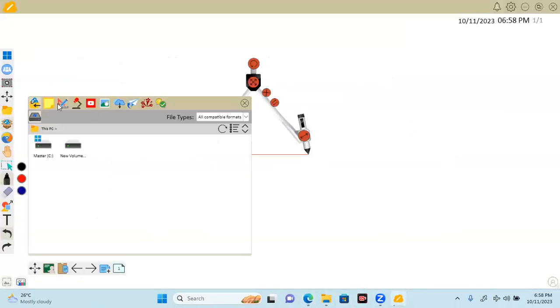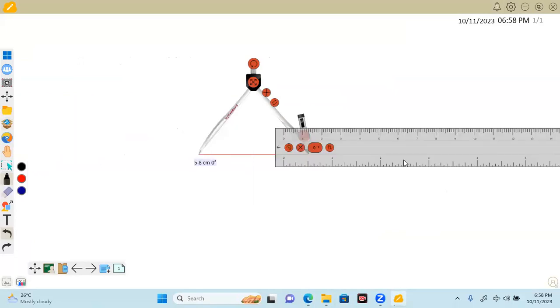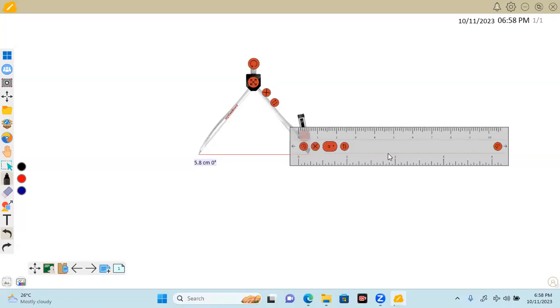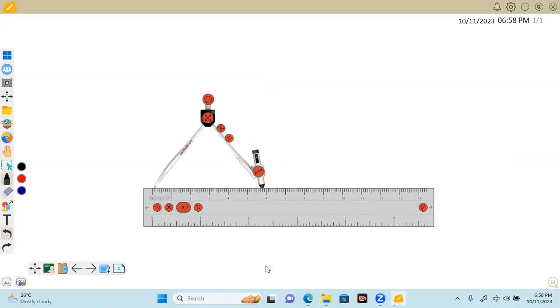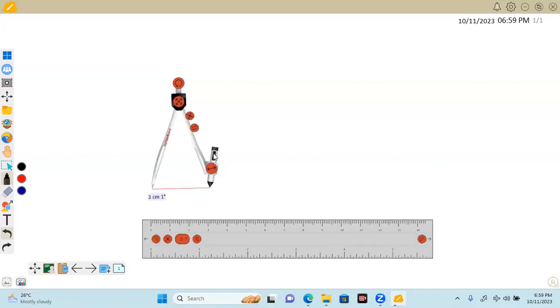To do this, you have to use not only the compass, but also a ruler. Take the compass and hold it like this. Then we have to measure by putting the point at zero and measuring 3 centimeters. You have to place the compass on the ruler in this way. After measuring 3 centimeters, remove the ruler and draw the circle.